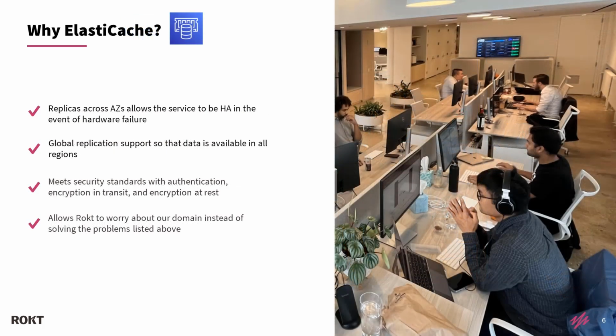Because we're an AWS partner, it made the most sense to use ElastiCache. ElastiCache lets us have cross-AZ replication, which allows our Redis cluster to be HA, and has global replication support, so data is available in all regions. It meets security standards with authentication, encryption in transit, and encryption at rest. And it allows Rokt to worry about our domain instead of solving infrastructure problems.